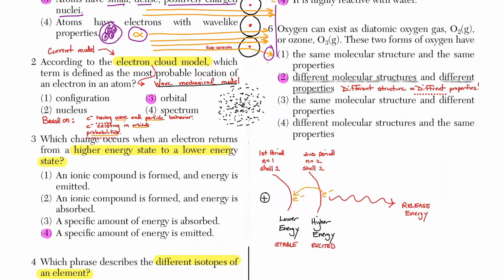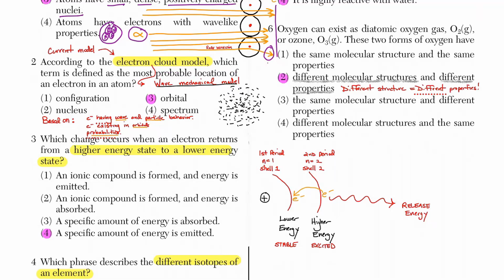According to the electron cloud model, stop. The electron cloud model is the current model of the atom. You had a bunch of models that you learned through the process of your year, and the electron cloud model is the current model. It's also called the wave mechanical model.